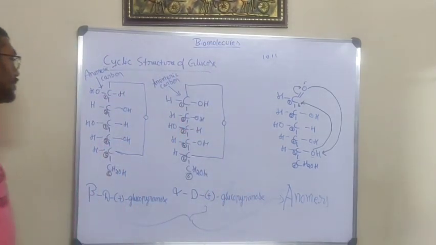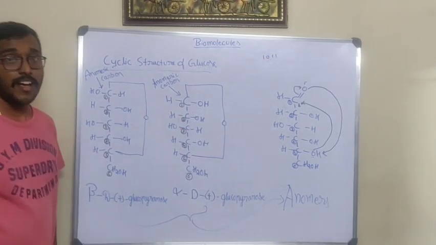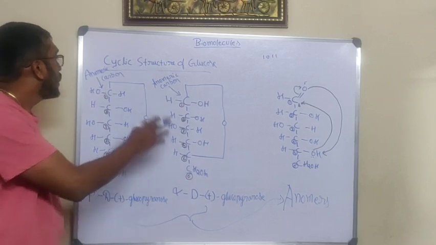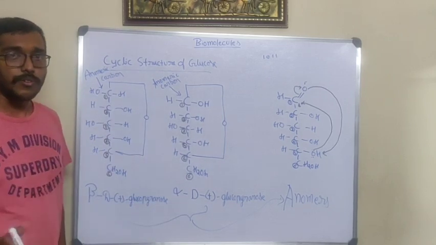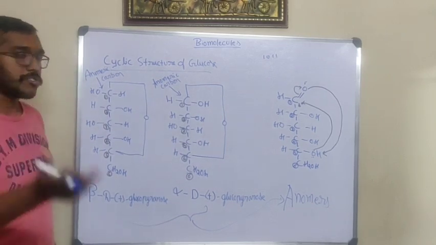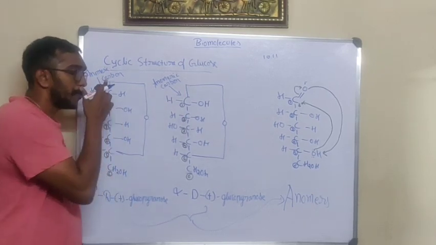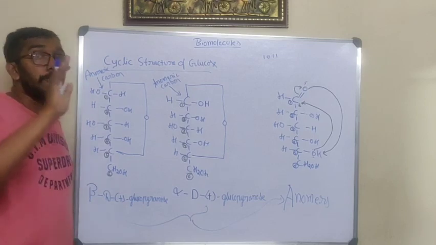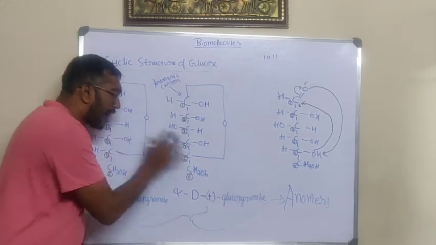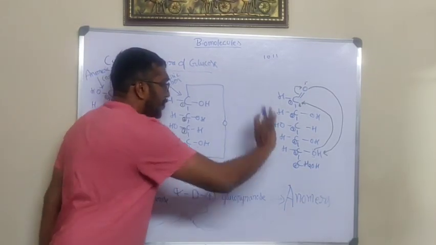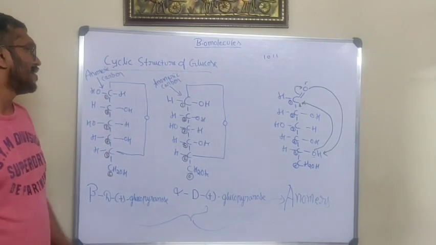These two pairs are known as anomers, where only the H group and OH group differ in position or orientation in carbon 1. So carbon 1 in glucose is also known as the anomeric carbon. These two pairs are called what? Anomers. Very simple topic.